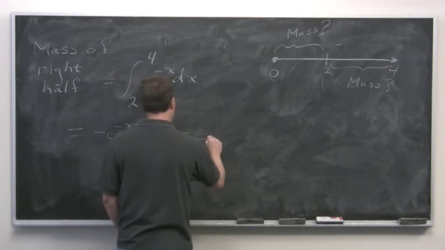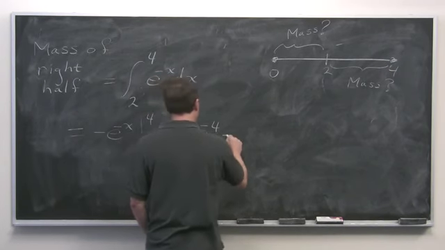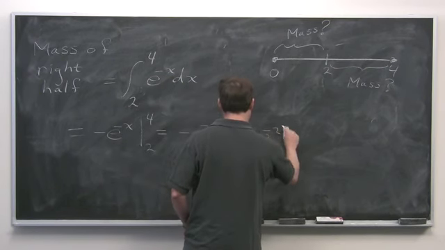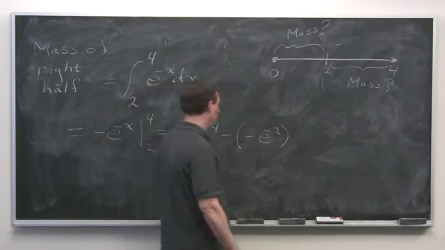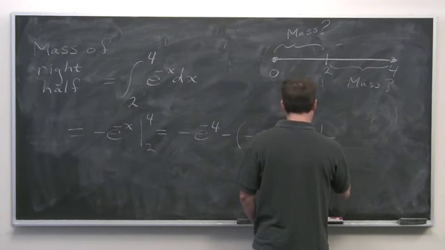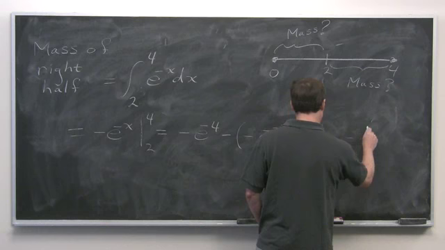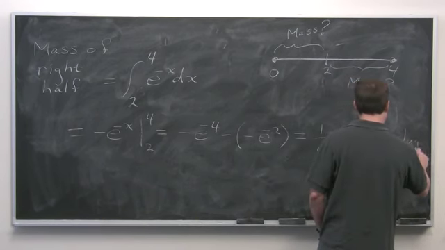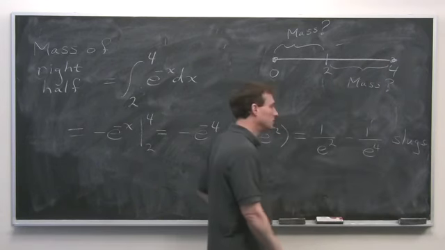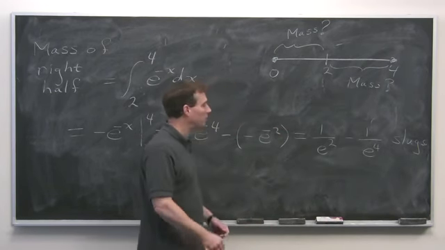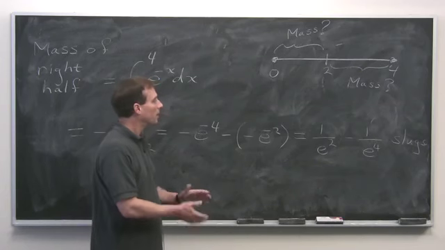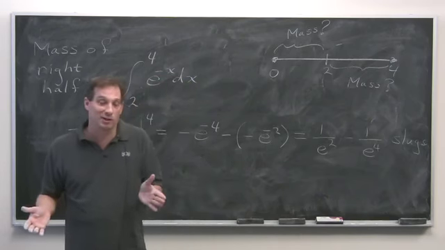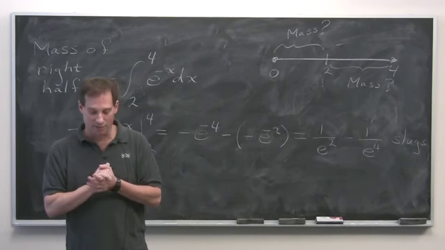So we get minus e to the minus 4 minus what you get at 2, which is negative e to the minus 2. So minus minus, that's a plus. So we get 1 over e squared minus 1 over e to the 4th. And this is in slugs. And yeah, this is significantly smaller than what we found before, which was 1 minus 1 over e squared. So the calculation's easy. Why is the calculation easy? Because I picked an easy length density function.